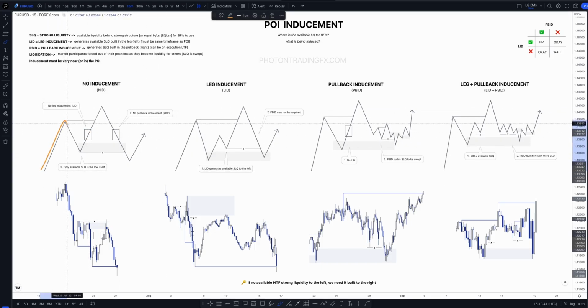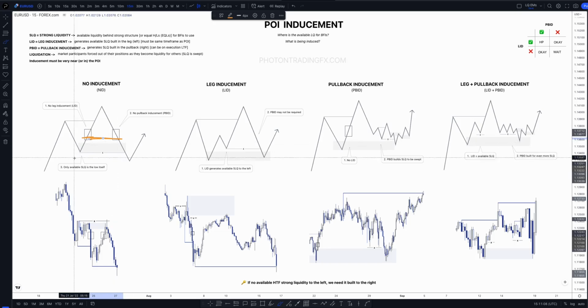So we have the break of structure. There is no leg inducement. There's no LID. So if there's no inducement, ideally you want to see inducement built in the pullback, right? Pullback inducement, PBID, right? But none is built. So if you're a big guy and you want to get long and you need liquidity, so you need people selling for you to buy from near where you want to be buying, if there's nothing here, there's no liquidity here, right, at this level, because there's nothing here and there's nothing to the right, there's no available liquidity.